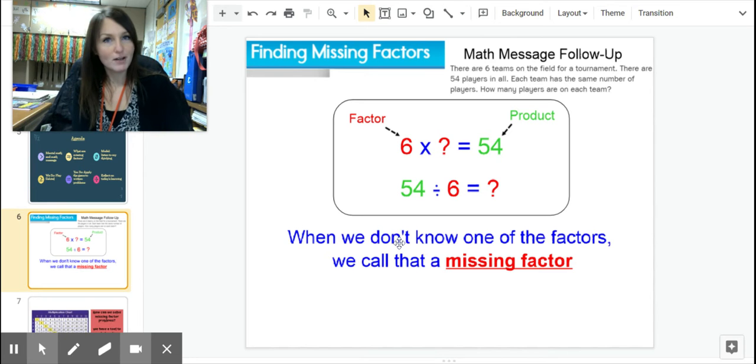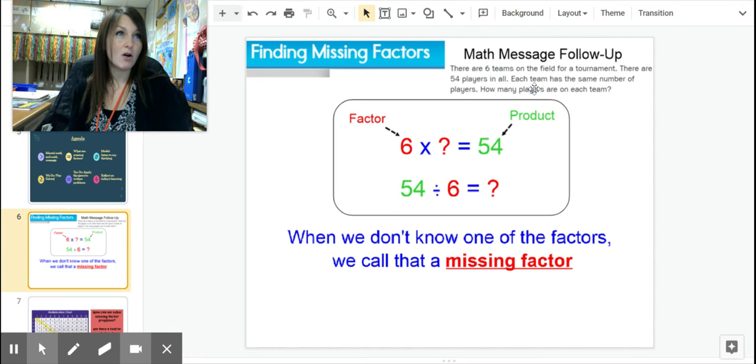So we've talked about factors before and products, and so we're going to go over what this means though with a missing factor. So remember, factors are the two numbers that you multiply to equal the product. Okay, the product is the answer for a multiplication problem. So you take the 6 times something. We don't know from our math message what that missing number is. We know the total is 54. That's the in all. We know that there's 6 teams, but we don't know how many people are on each team. So we call that a missing factor.